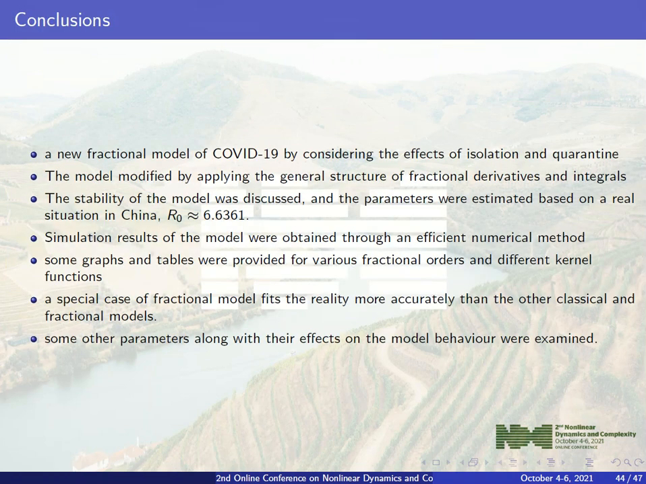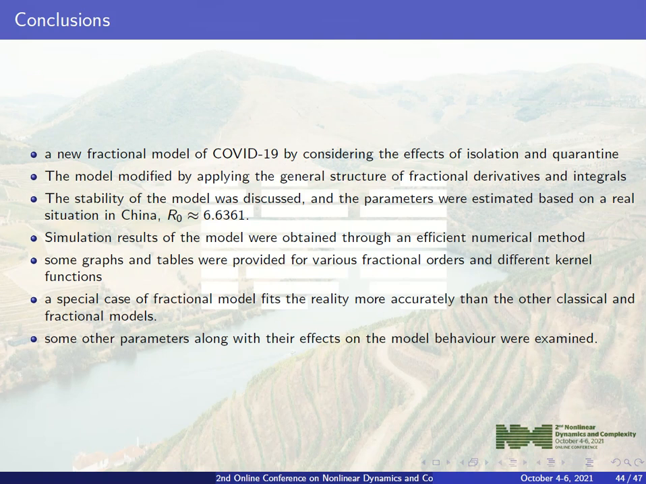Now, I'd like to recap the main points of our presentation. This research investigated a new fractional model of COVID-19 by considering the effects of isolation and quarantine. The model was first developed through ordinary time derivatives and then modified by applying the general structure of fractional operators. The model stability was discussed, and the parameters were estimated based on a realistic situation in China. So the basic reproduction number was calculated.